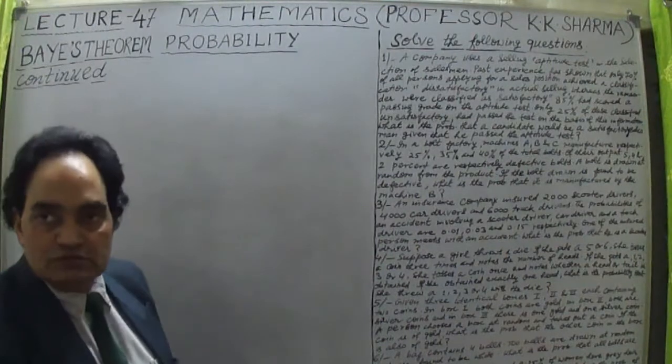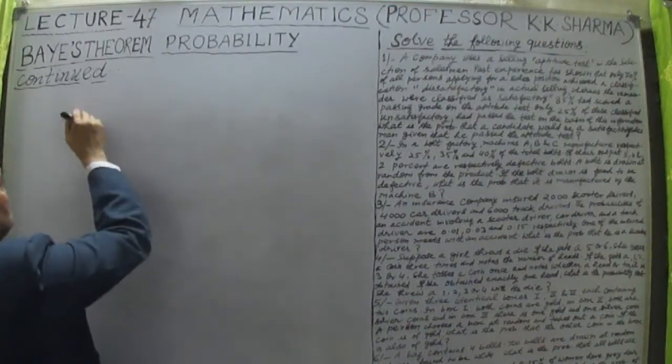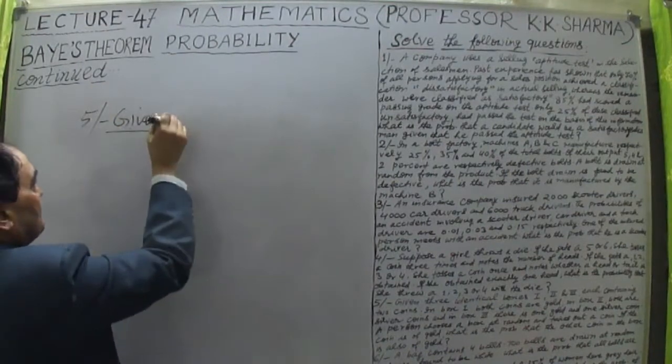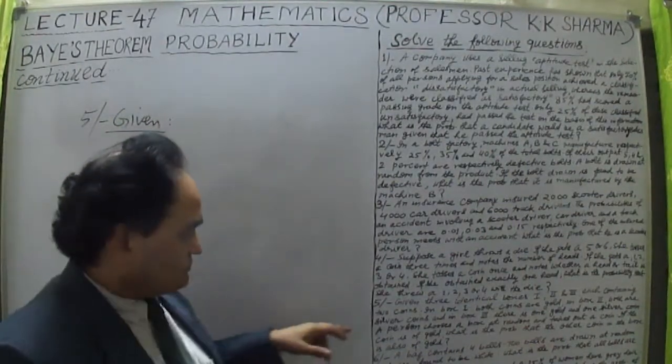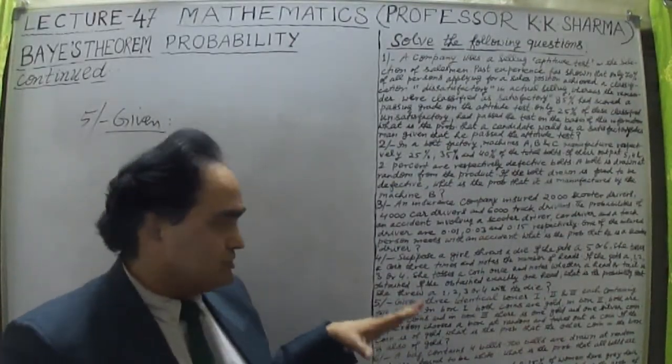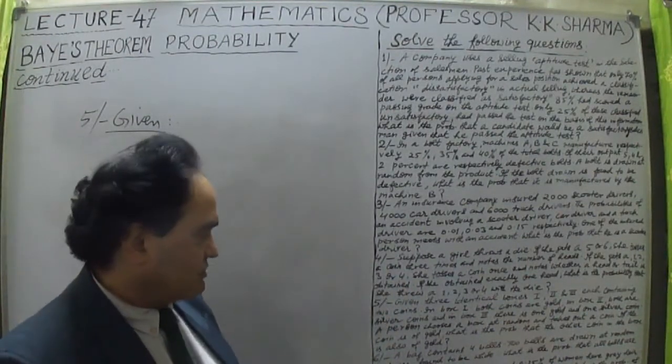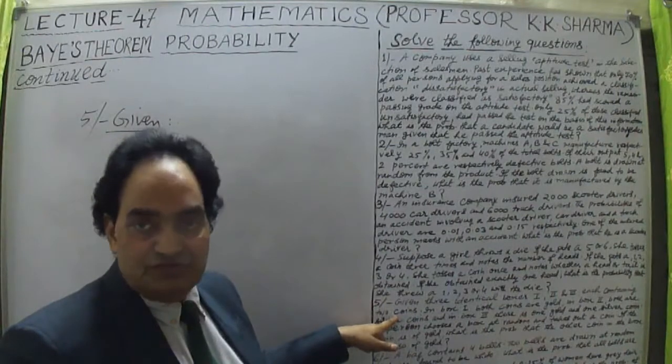Yes friends, question number 5. Let us take question number 5. What is given to us? Question 5 says, given 3 identical boxes, first, second and third, each containing 2 coins.